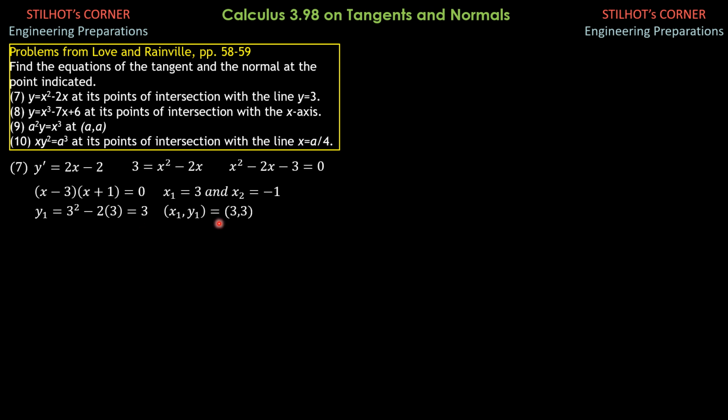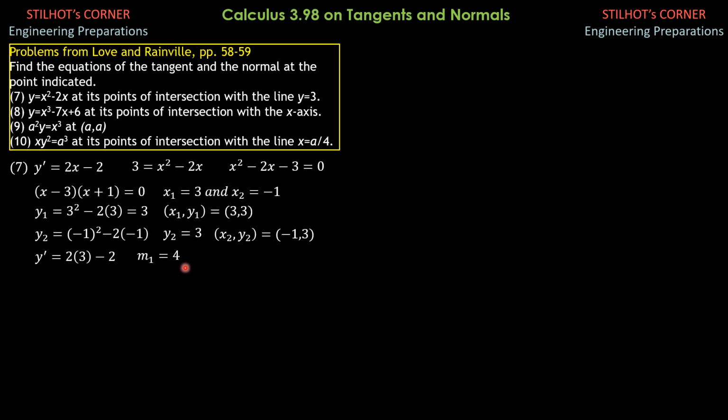So at this point 3, 3, the slope of the tangent, so y2 is negative 1 quantity squared minus 2 times negative 1. So 1 plus 2 is still 3. Actually, we don't need to solve for y2 because it is already given. So the second point, x2, y2 is negative 1, 3. So the slope of the tangent at the point 3, 3 is 2 times 3 minus 2, and that is 4. The slope of the first tangent is 4.